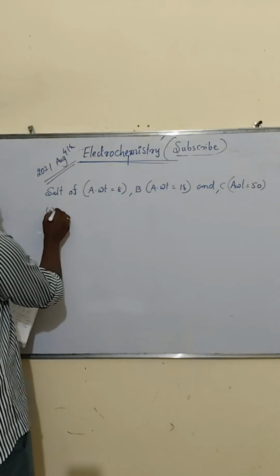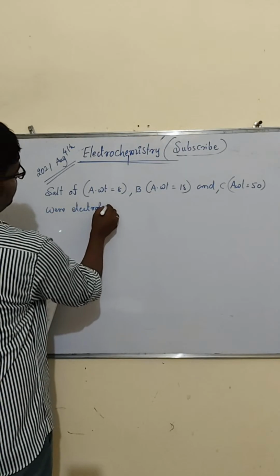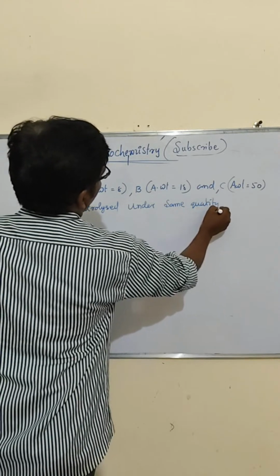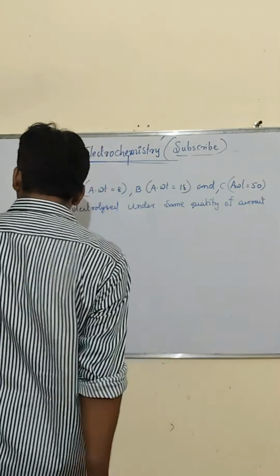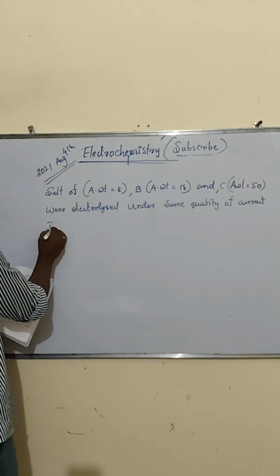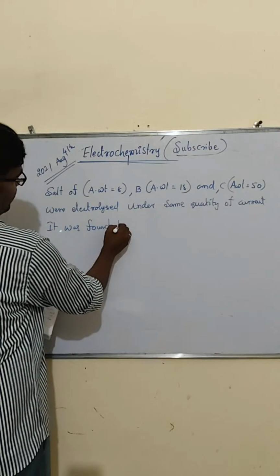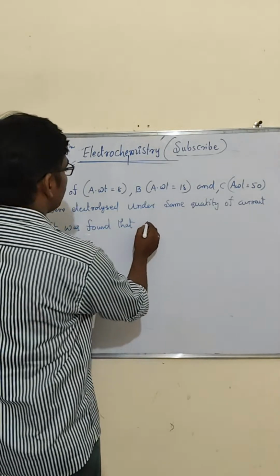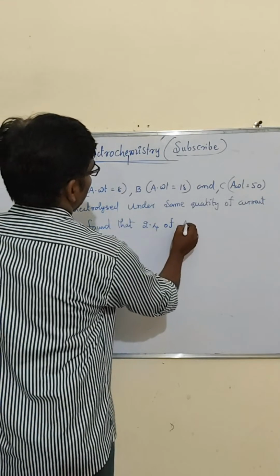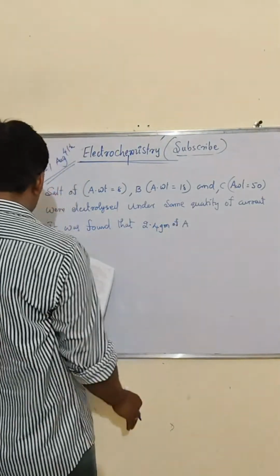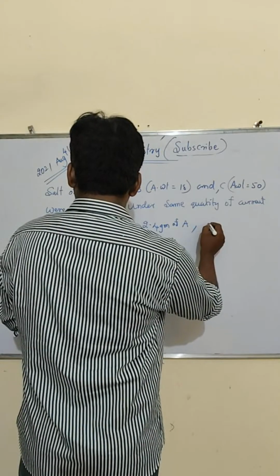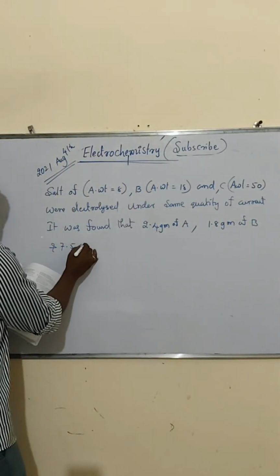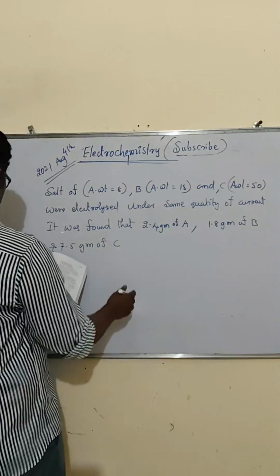were electrolyzed under same quantity of current. It was found that 2.4 grams of A and 1.8 grams of B, 7.5 grams of C formed.